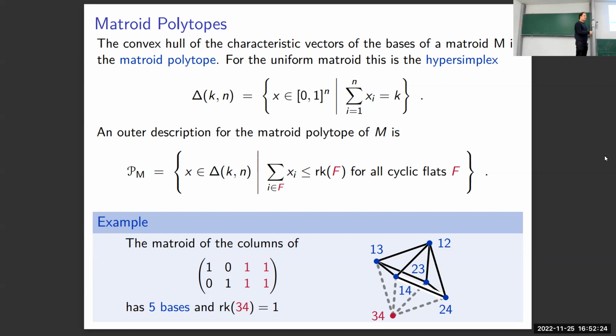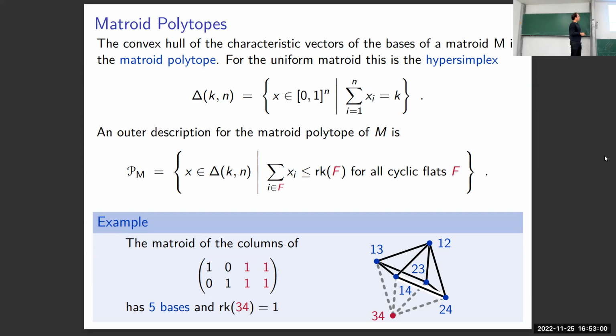What do I do? I take every basis and look at its characteristic vector, so it is a vector in n-dimensional space, and I write a 0 if an element is not in the basis, and a 1 if the element is in the basis. So for every basis, I get a 0-1 vector this way. I take the convex hull of all these vectors, and that gives me my polytope. If I do that for the uniform matroid, I actually get a famous polytope with very nice combinatorial properties, which is called the hypersimplex. And then every other matroid polytope is a subpolytope of this.